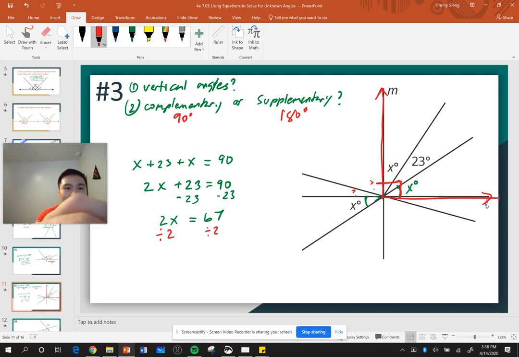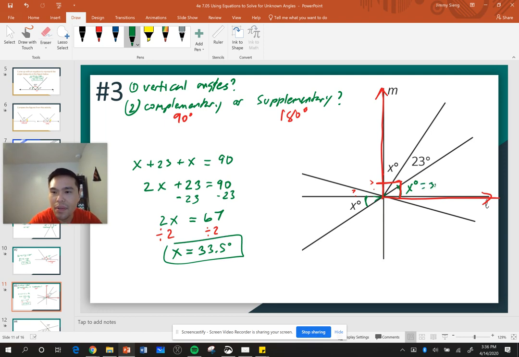So I need to take 67, divide it by 2, and that'll give me how much one of those x's are, right? So x should equal 33.5 degrees. Okay? Each one of those x's is equal to 33.5 degrees. Again, if you're stuck, pause it, go back, add them all up. Add these all up and see if you get 90 degrees. If you get 90 degrees, then you're solid, right?